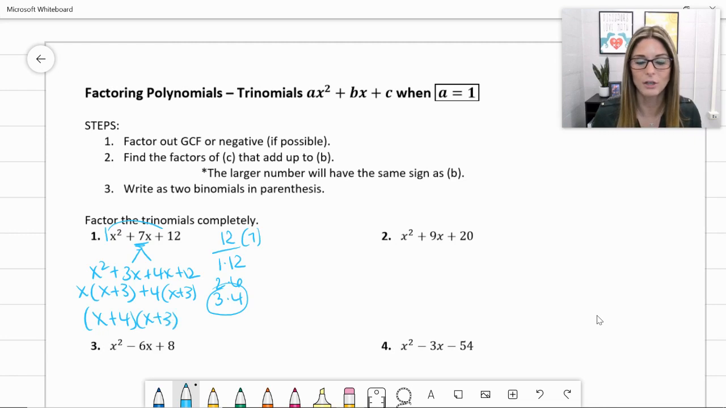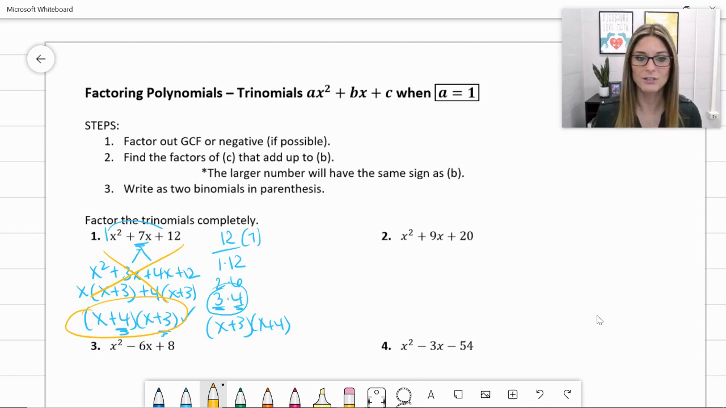So I went ahead and showed the grouping method, but you don't need to do that. If I had just taken 3 and 4 and built binomials, I would have been done. x plus 3 and x plus 4. Just throw them in your binomials and you are done. You don't have to do this whole grouping method up here. You can just skip straight to your final answer.